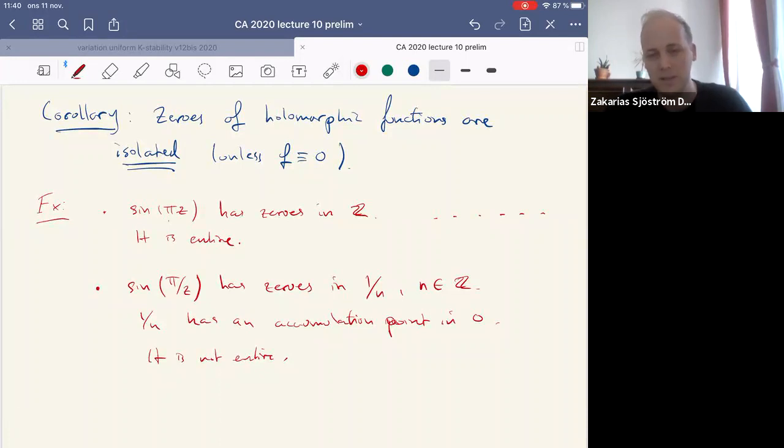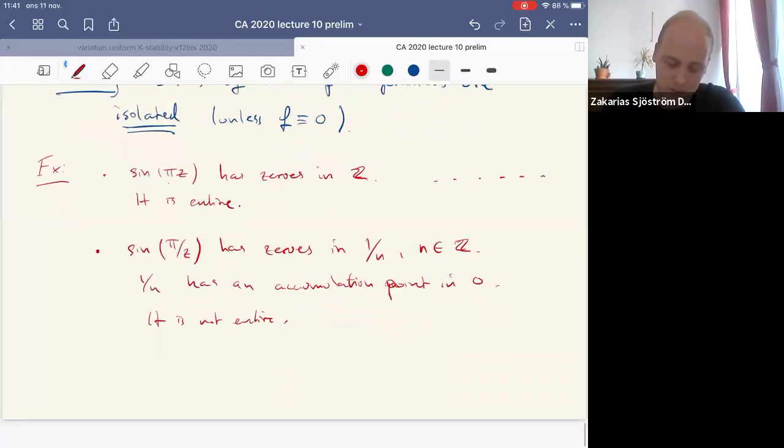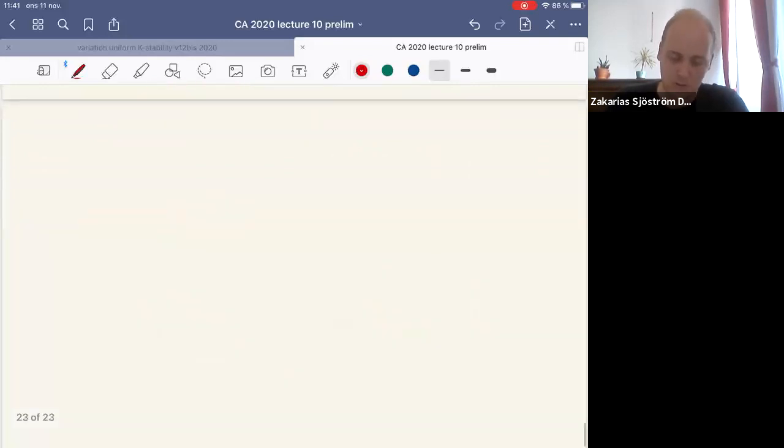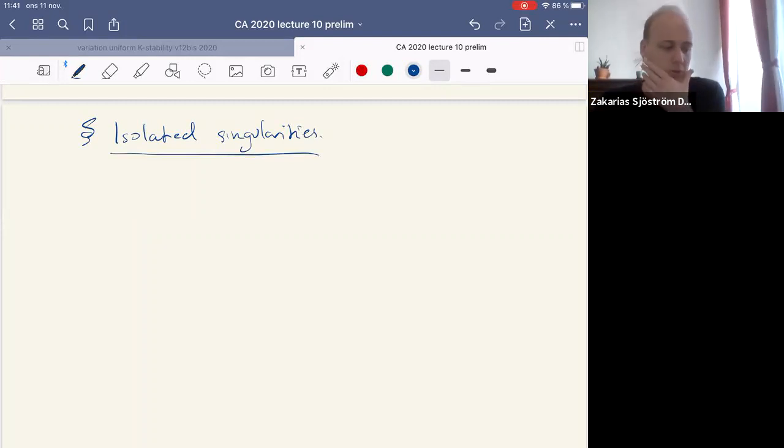For example, you can have the branch cuts, that could be seen as a singularity. If you remember the square root and the logarithm. But yeah, so these things can definitely happen. But what we will study now is what happens with isolated singularities. And this is already covering very much of the possible behaviors you can have from holomorphic functions, or what we'll call meromorphic functions.